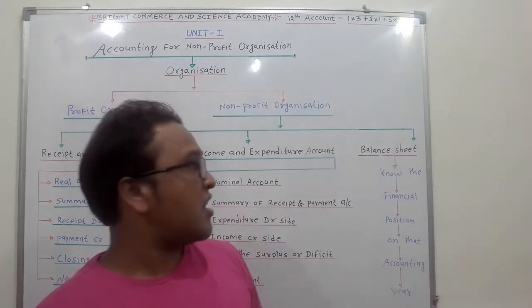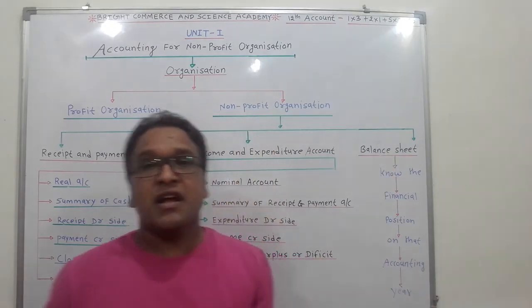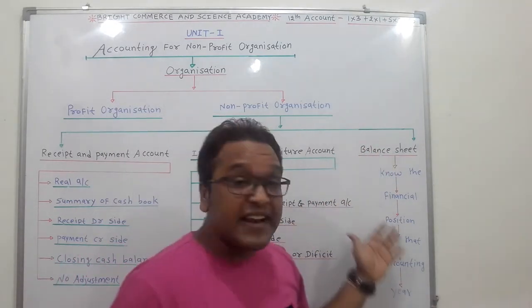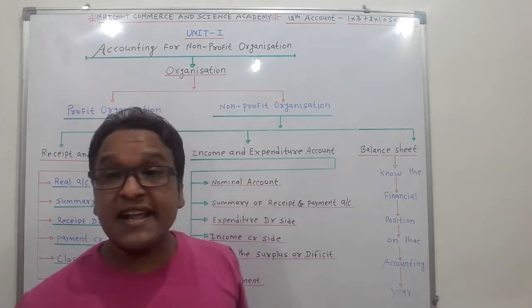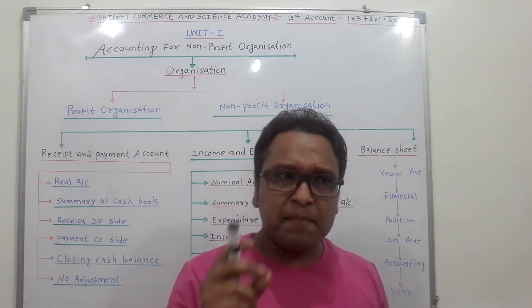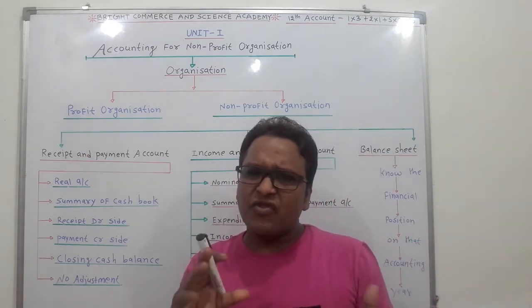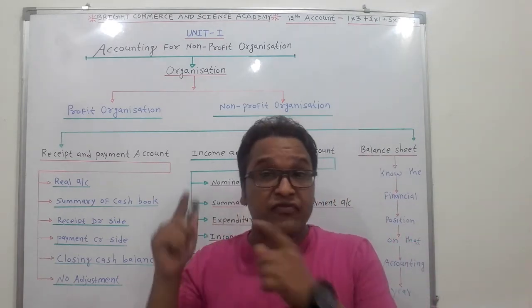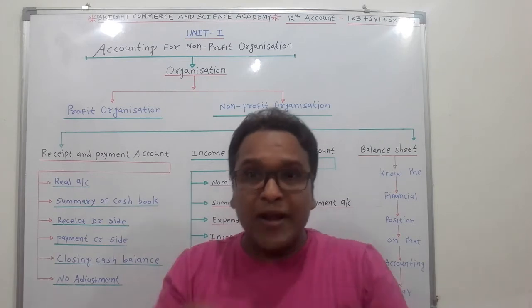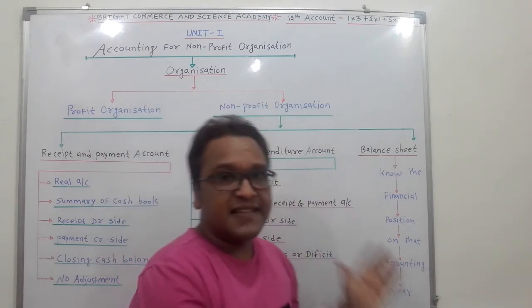Then the third account opened is the balance sheet. The balance sheet shows the financial position in that accounting year. The financial situation of the firm in a particular year is known from the balance sheet.